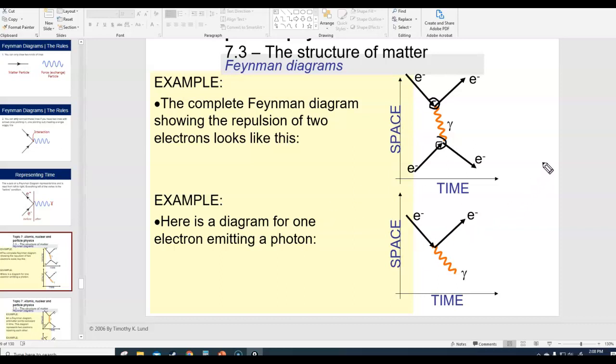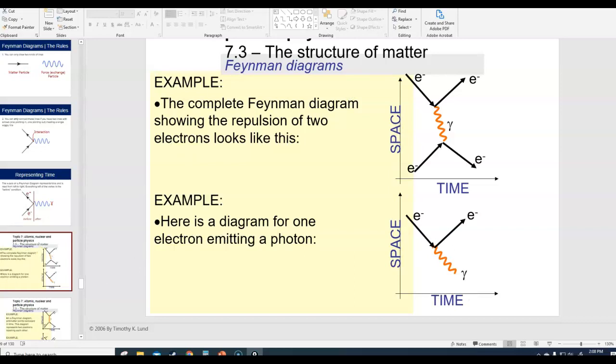For the bottom one, we start off with one electron. Again, you always start at the beginning of time and move forwards in time. We start off with one electron, just going through in space. It spontaneously emits a photon right here, and after that happens, the electron goes in the opposite direction in space. So these are just two basic examples of Feynman diagrams.